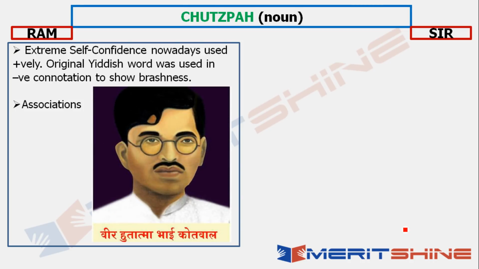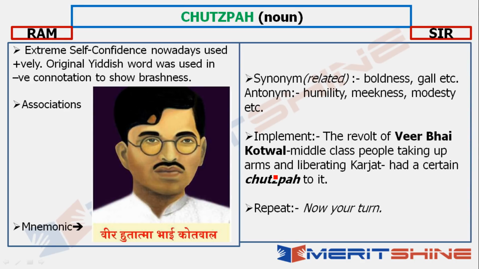So, who is the hero? The hero is Veer Bhai Kotwal. Now, Veer Bhai Kotwal, I'm sorry friends, I couldn't find an original image or picture of his, so I had to make an artist's impression. Now, who was Veer Bhai Kotwal? I don't know whether you have heard about him or not. Let me give you the synonyms and the implementation, and then I'll give you the story.